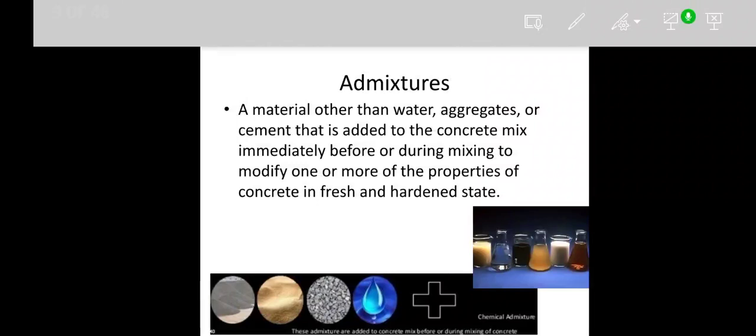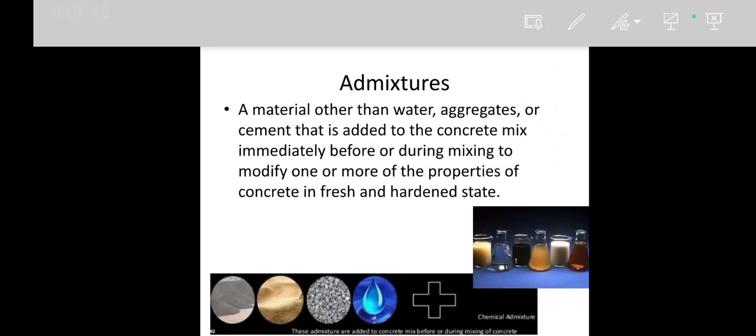Good morning. In the last class, we saw about cement: what is meant by cement, its manufacturing process and its chemical composition. There are two methods for the manufacturing process, the dry method and the wet method. Now we'll look into admixtures.